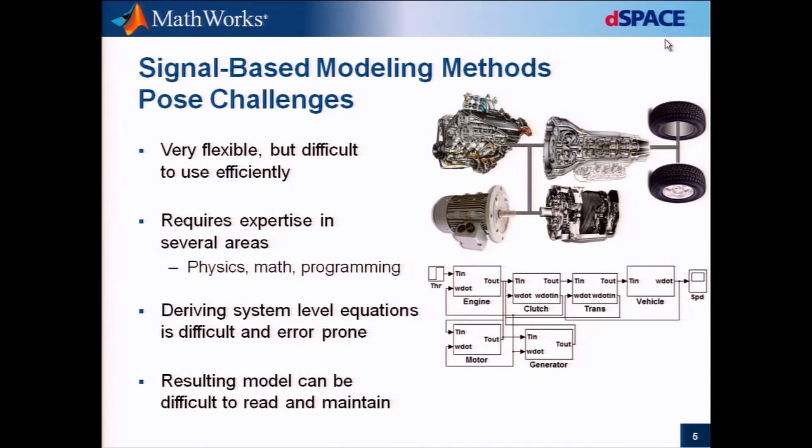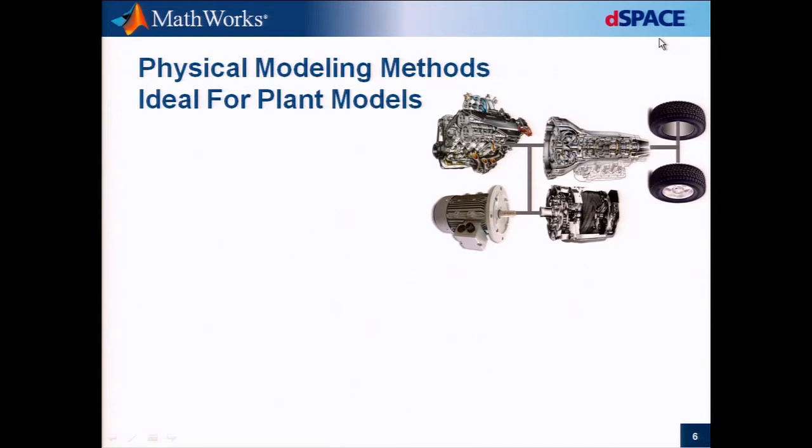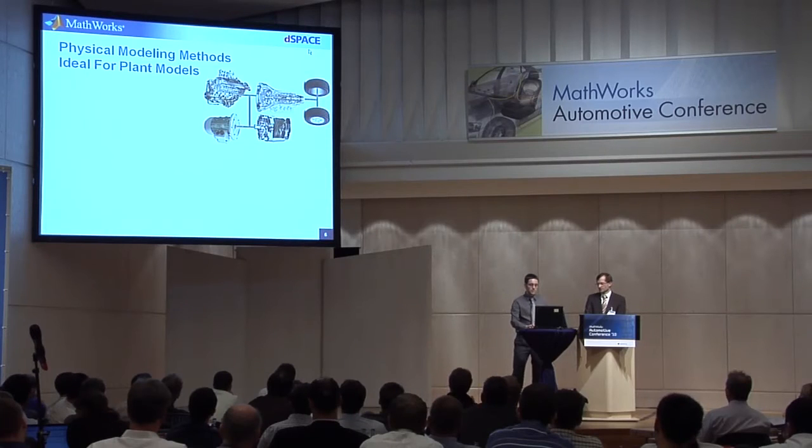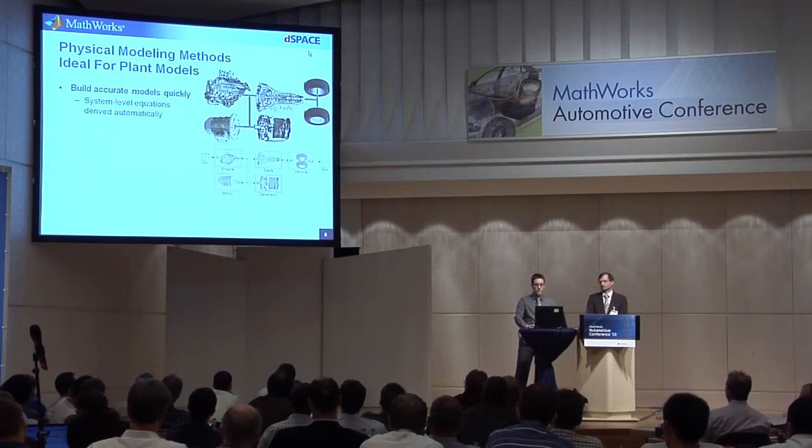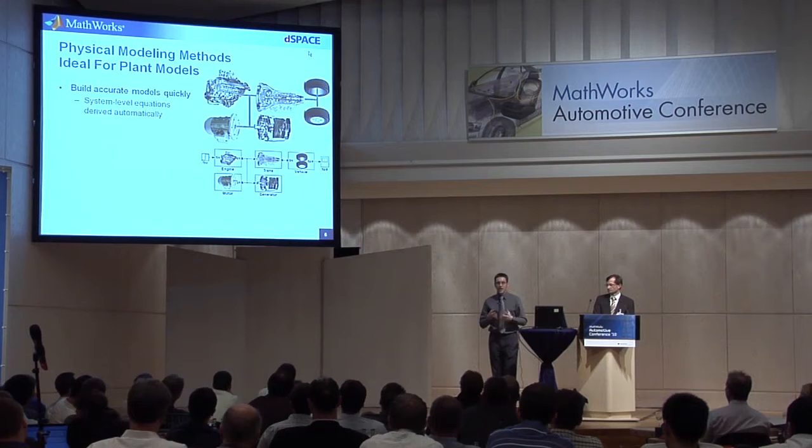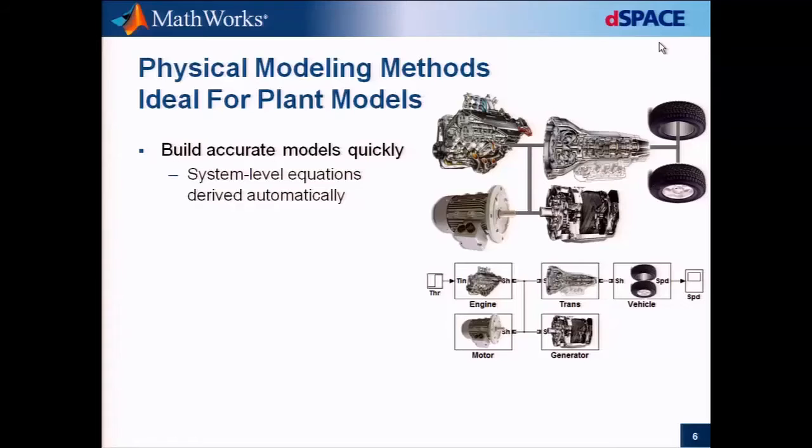To address these challenges, a better method to use are physical modeling methods. In physical modeling methods, instead of using inputs and outputs for the components, they are connected with physical conserving ports. So the connections that you see in this model represent physical connections. By doing this, it makes it easier for me to build an accurate model more easily. The system-level equations are derived automatically, so I don't have to rederive and reprogram the equations for the entire system as the complexity of the transmission increases.